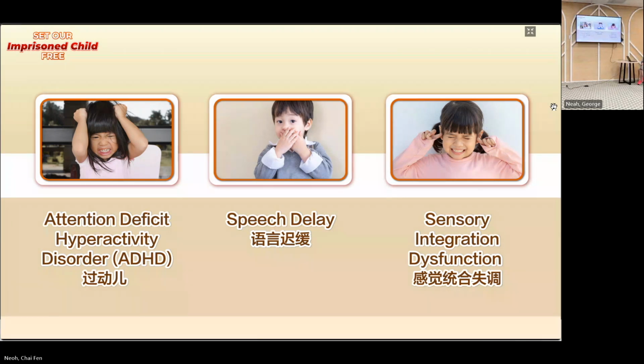ADHD, we need to actually also have this knowledge whereby there are two categories under this attention or focus deficiency. One is ADHD, another we call it ADD. ADD stands for attention deficit disorder without the H, which is hyperactivity. So many times we would actually neglect the ADD group. ADD and ADHD, not only youngsters, but also adults nowadays.